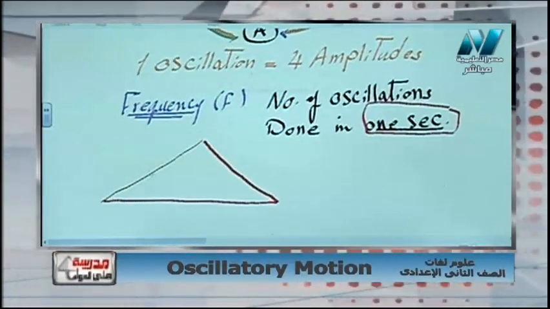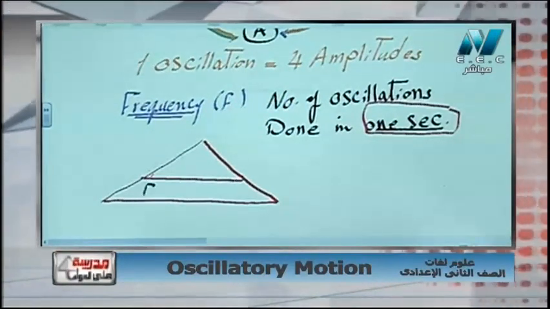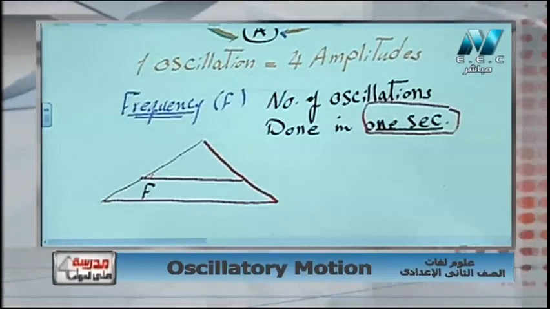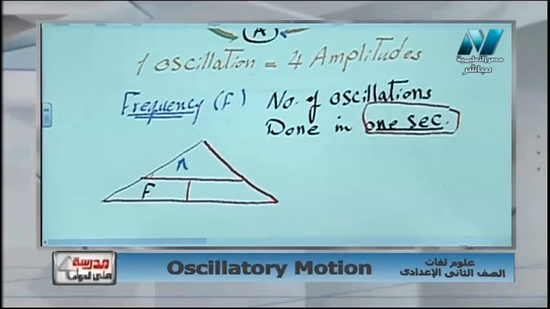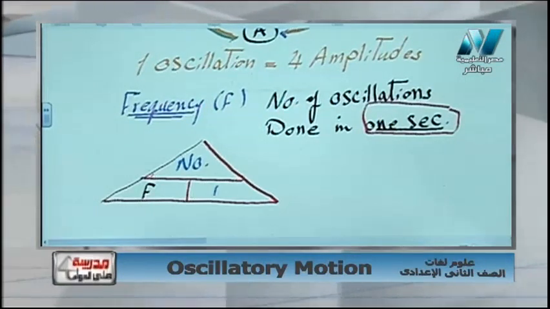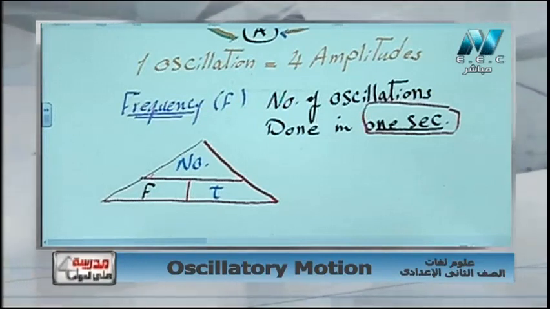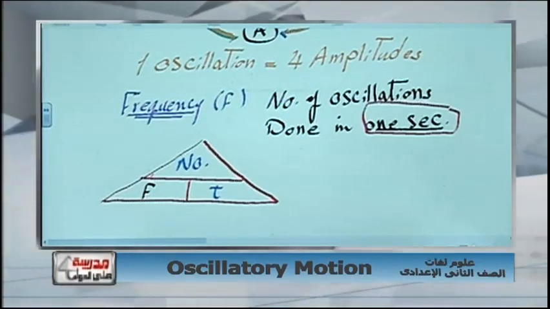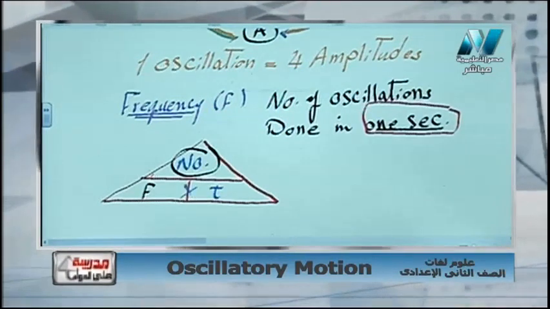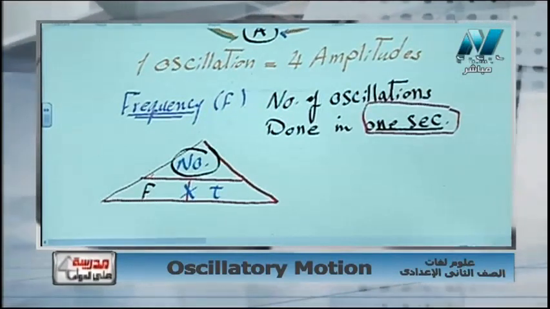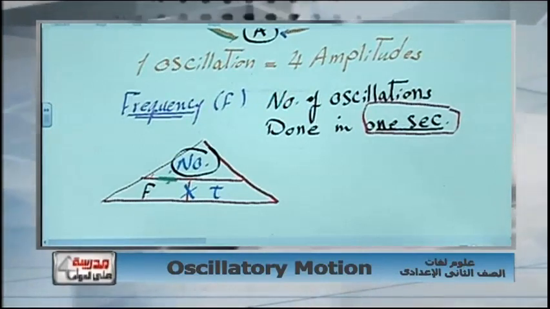We have number 1, frequency. Here F equals what? Equals number of oscillations over time. If I want to calculate the number of oscillations, I say it equals frequency times time. If you want to calculate time, number of complete oscillations over frequency.